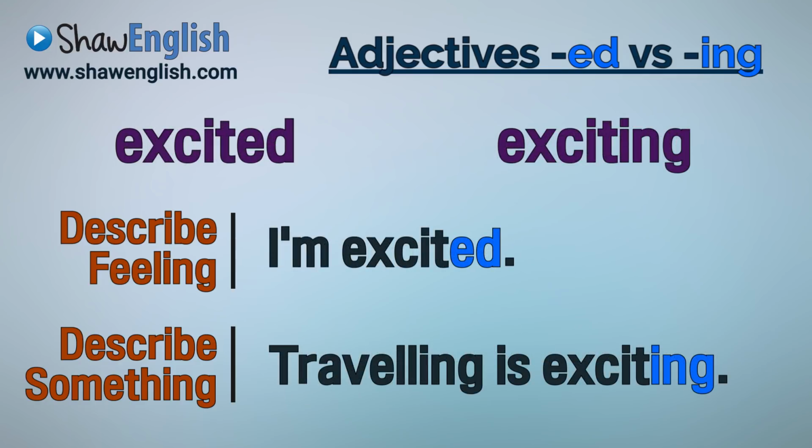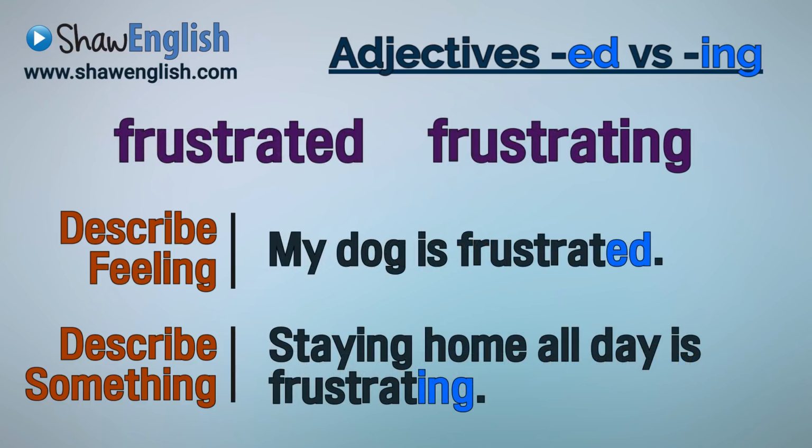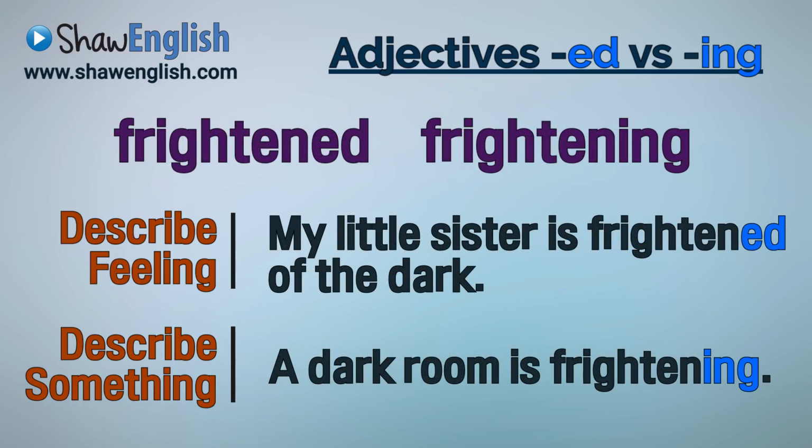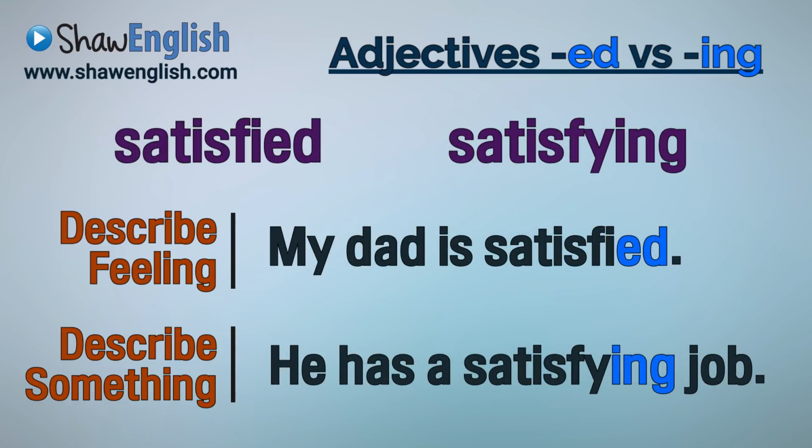Excited, exciting. I'm excited. Traveling is exciting. Frustrated, frustrating. My dog is frustrated. Staying home all day is frustrating. Frightened, frightening. My little sister is frightened of the dark. A dark room is frightening. Satisfied, satisfying. My dad is satisfied. He has a satisfying job.